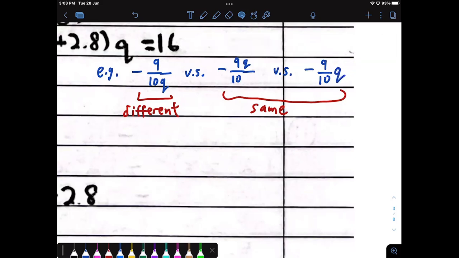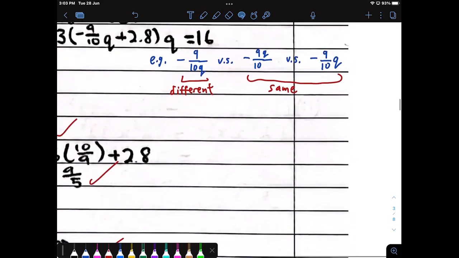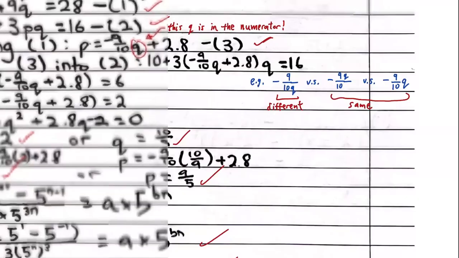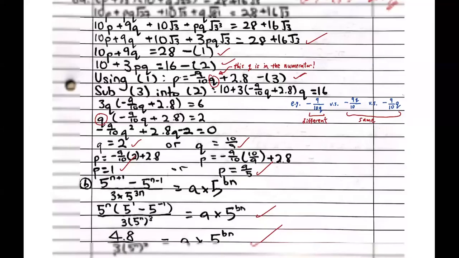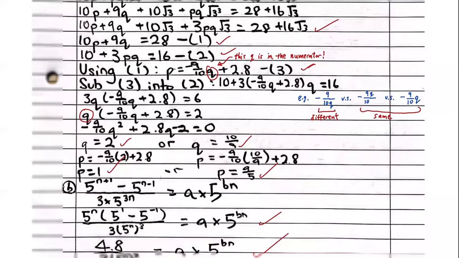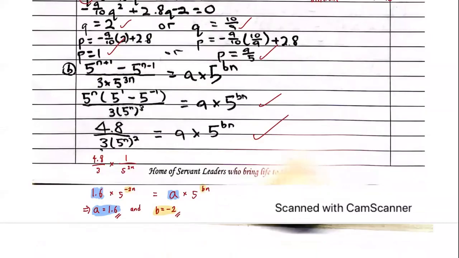Let me just change back to presentation mode. Then this one, how to continue over here. 4.8 divided by 3 multiplied by 5 power 2n equals a times b power n. So what you need to realize is the pattern. There is a number multiplied by a base 5 raised to the power. So you need to follow the same pattern on the left-hand side. 4.8 over 3 is really just a number, just like your a. So we can simplify that. 4.8 divided by 3 is 1.6.